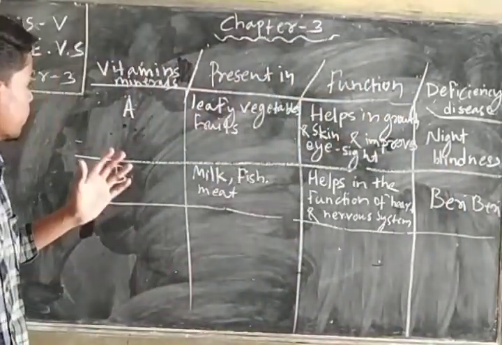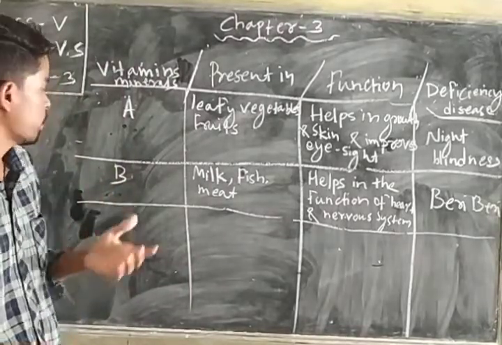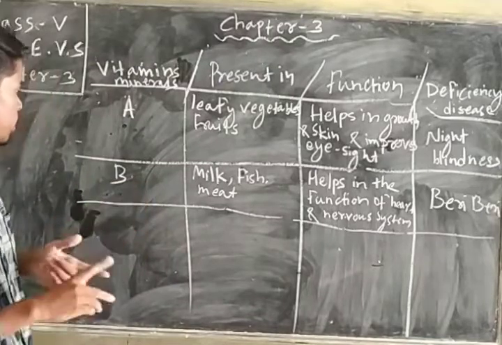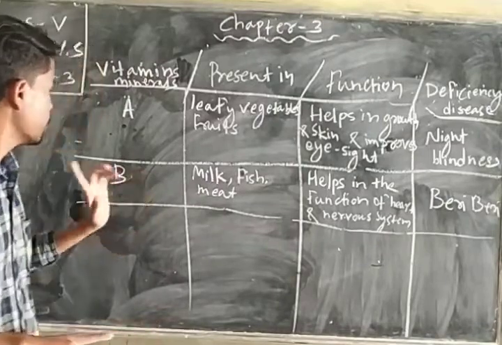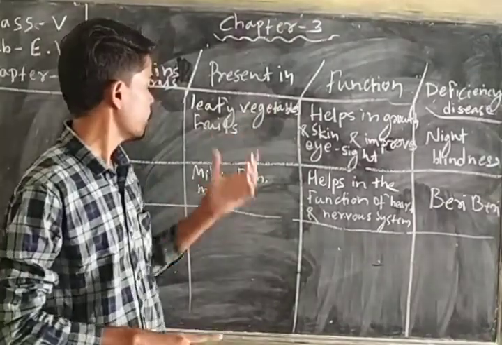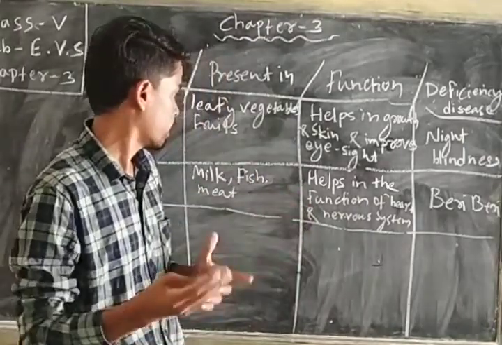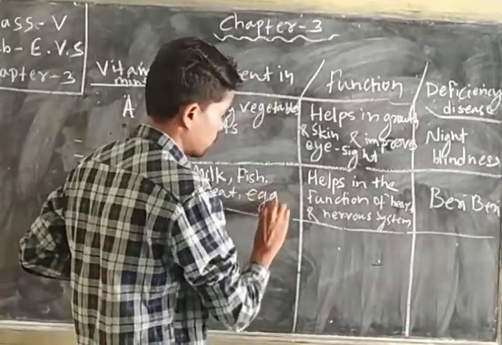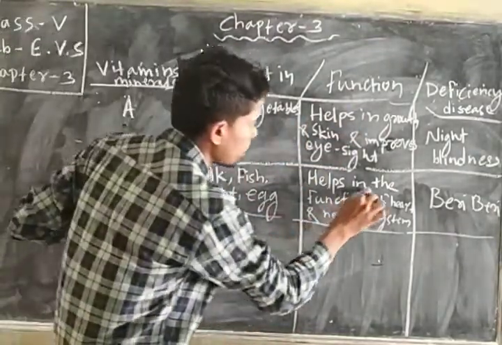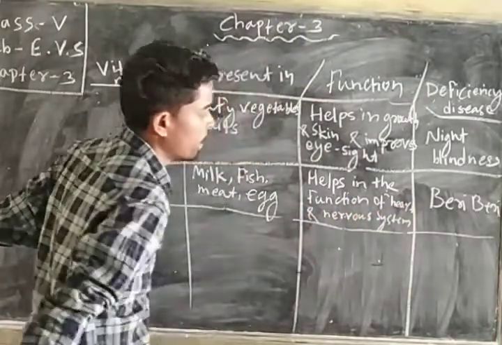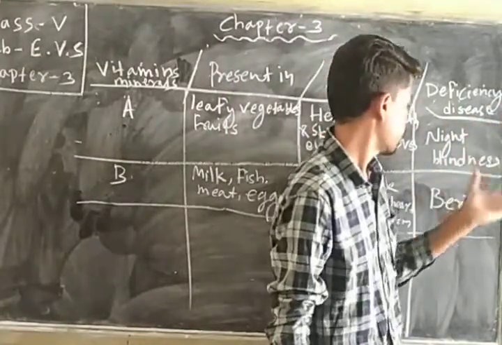And the next, vitamin B. There are several types of vitamin B: B1, B2, B6 and B12. It is present in milk, fish, meat, and egg also. The function of vitamin B is to help in the function of the heart and nervous system. And there is a deficiency disease.